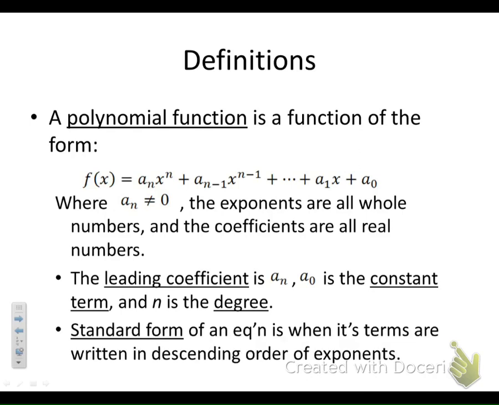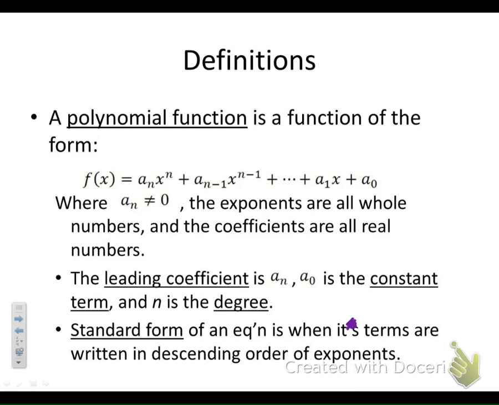Standard form. Before we can even recognize what the leading coefficient, the constant term, and the degree are, we definitely need it in standard form. And the standard form of this polynomial function, or this equation, is when its terms are written in descending order of exponents. And there shouldn't be an apostrophe here. That's my mistake. Standard form of an equation is when its terms are written in descending order of exponents.